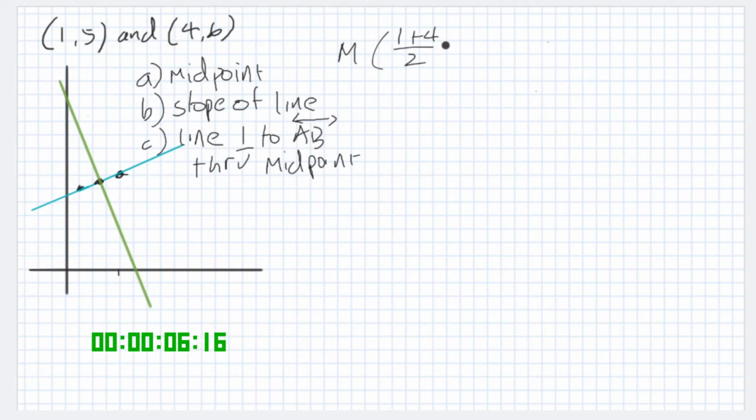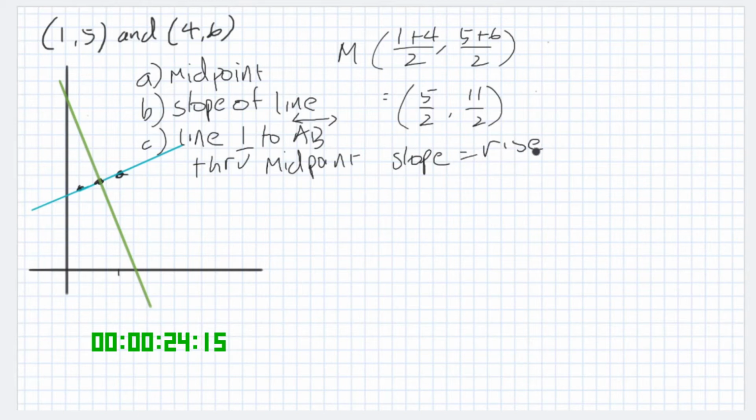First, we find the midpoint by finding the average of the x values and the average of the y values. We find the slope of the segment between the points by dividing the change in y by the change in x. To get the slope of the perpendicular bisector, we divide negative 1 by the slope we just found.